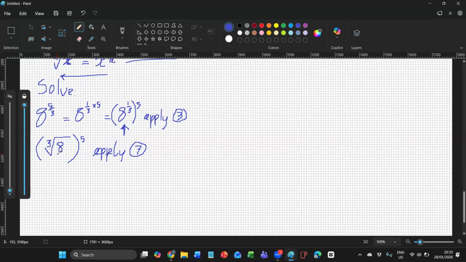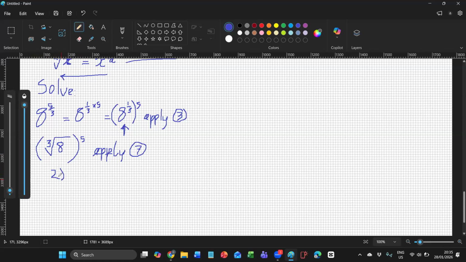But then how could I do this? You could say that 8 is a cube number, as you can do 2 times 2 times 2 to get 8. So the cube root of 8 is 2. Thank you very much, you've said it all. So the cube root of 8 is 2.